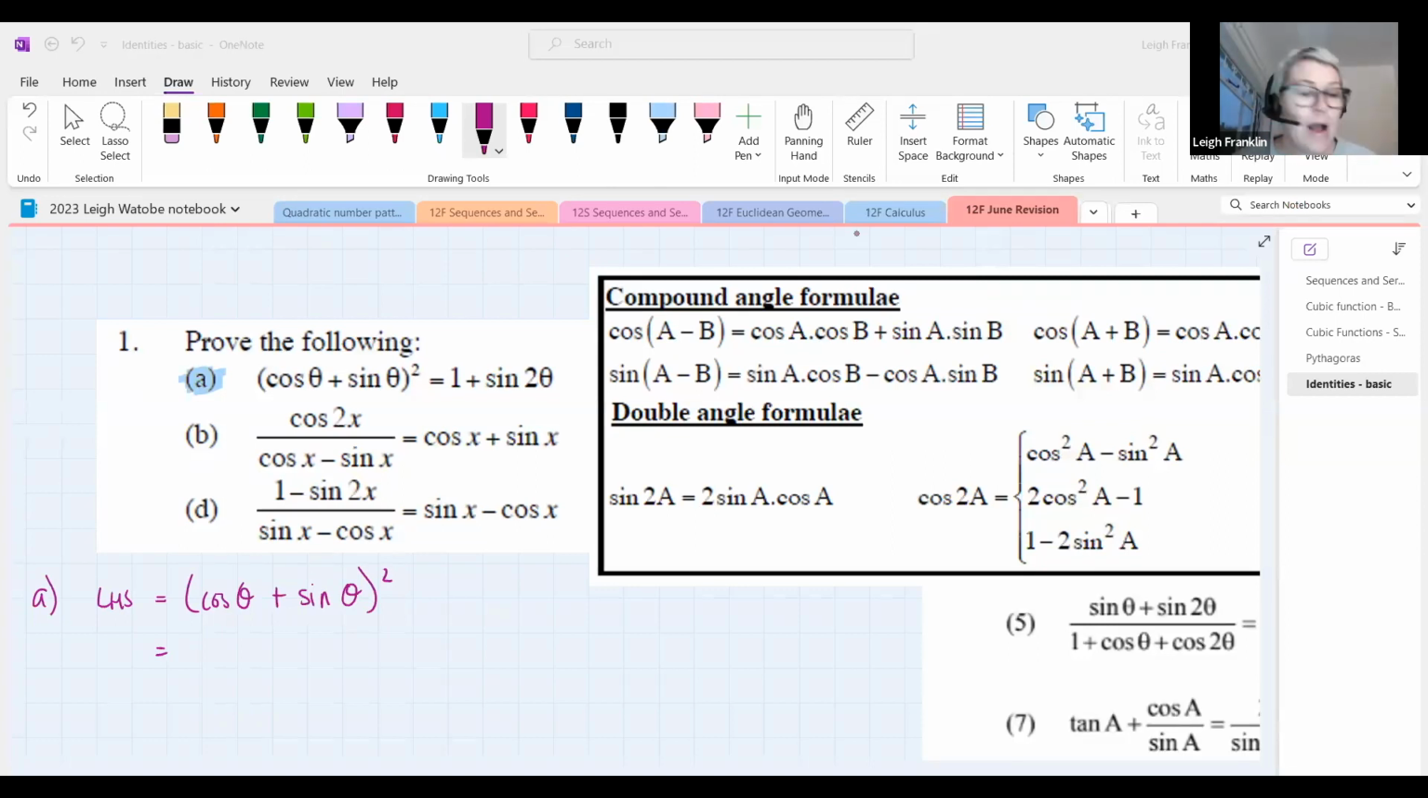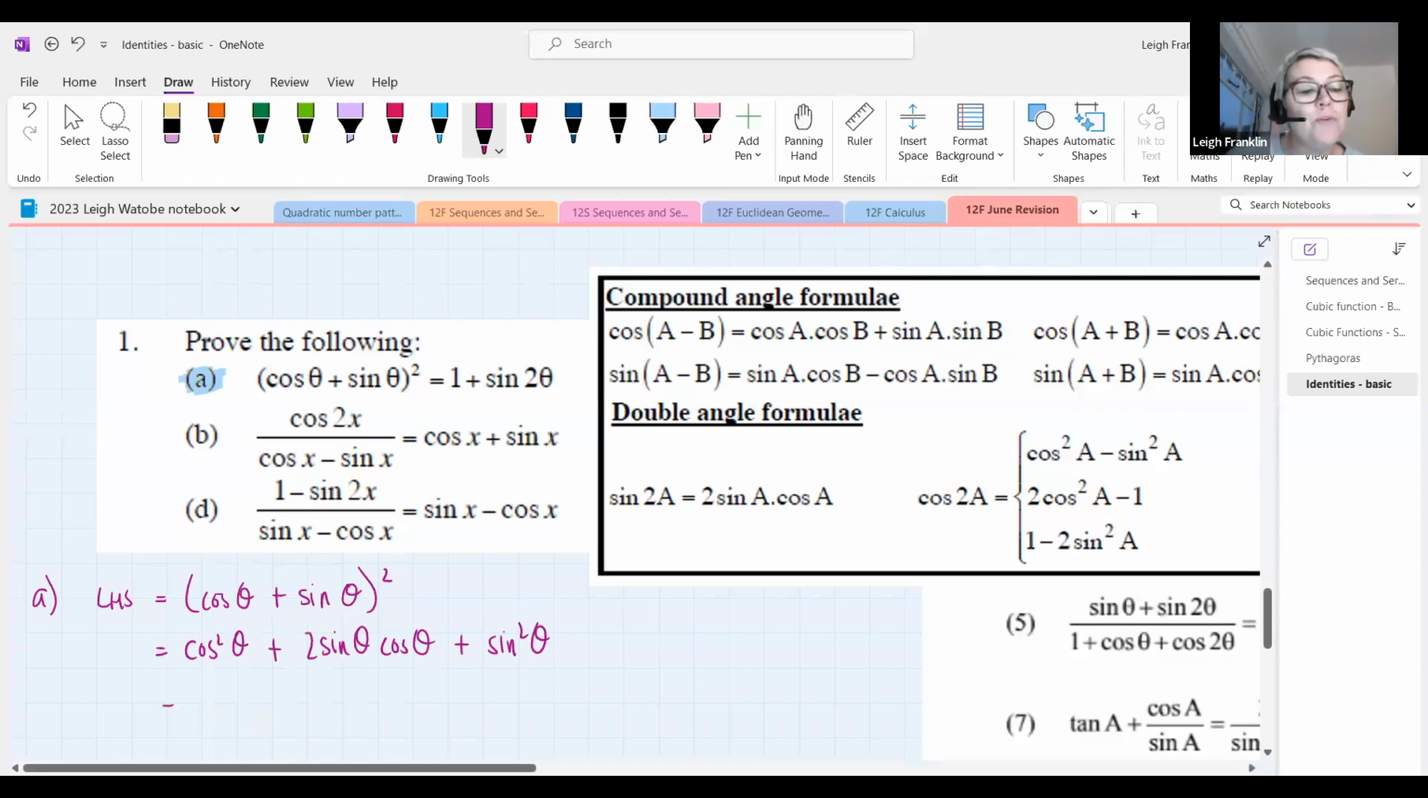Hi, ma'am. Hi, Ntokozo. I got cos squared theta plus 2 sine theta cos theta plus sine squared theta. Excellent. Well done. What did you do after that?